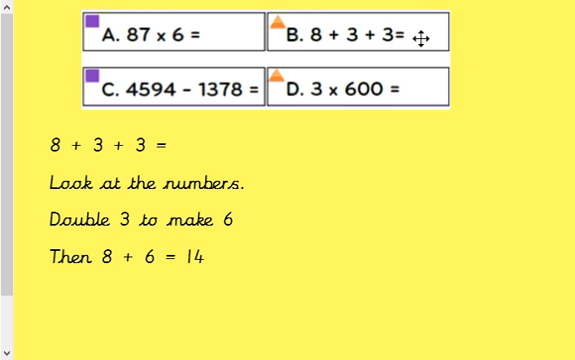With this type of question, always try and make it easy for yourself. So I'm looking here, and I can see that those numbers need doubling. So that's my way in, that's my strategy, and that's what I would definitely use.